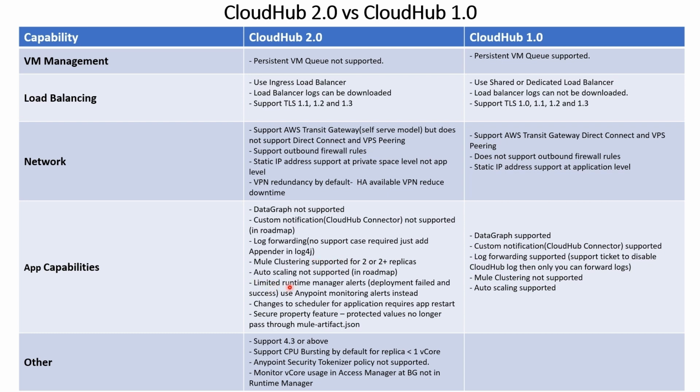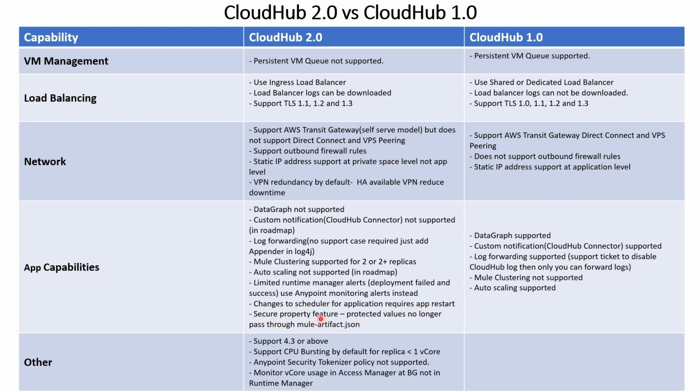CloudHub 2.0 does not support auto scaling. CloudHub 1.0 supports auto scaling. CloudHub 2.0 has limited Runtime Manager alerts. You can have alerts for deployment failed and deployment successful. For other monitoring alerts, you need to use Anypoint Monitoring. If you want to enable or disable a schedule, or if you are modifying the scheduler, you need to restart the application in CloudHub 2.0.